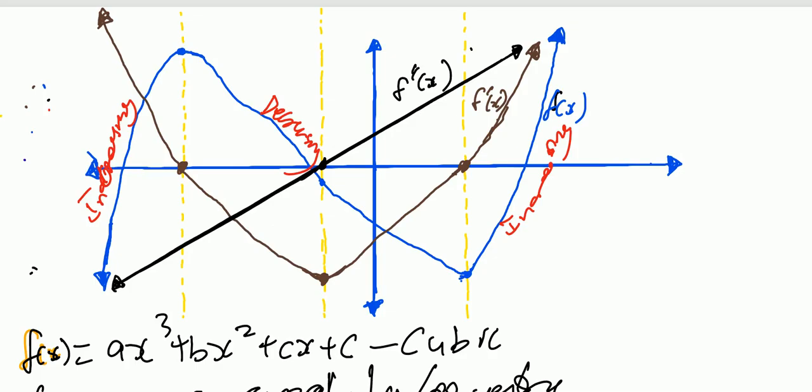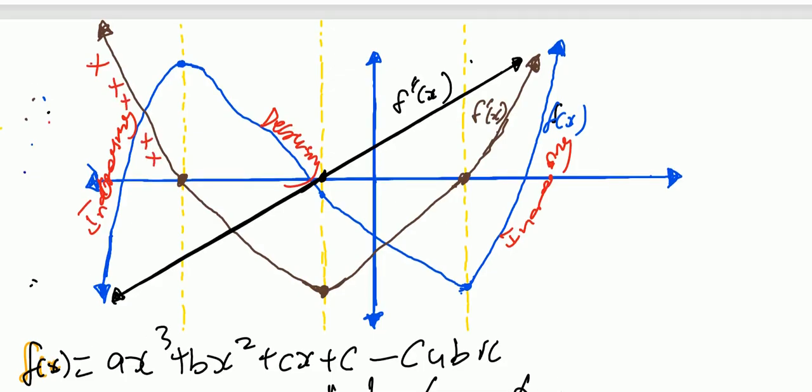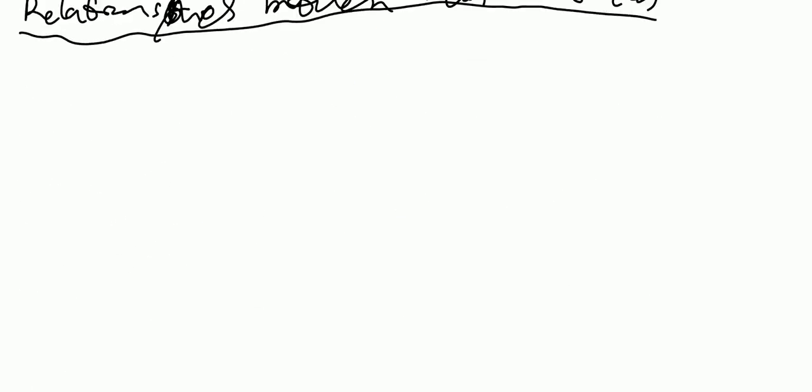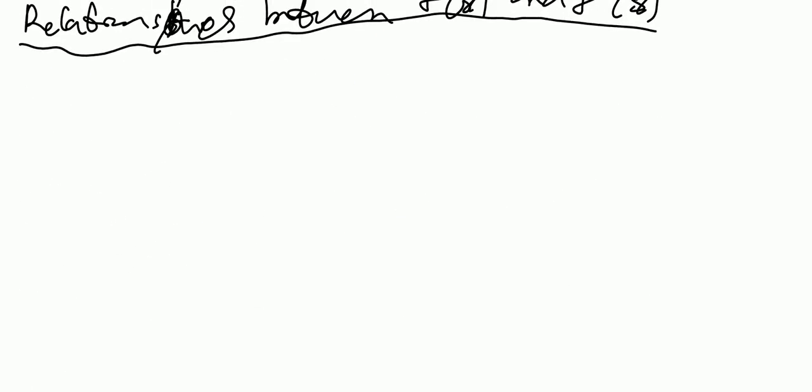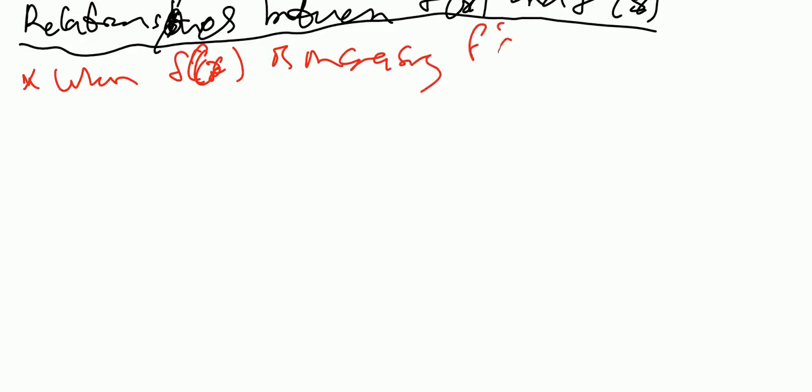And that formula is a parabola. So here we can see that when your f of x is increasing, what is happening to your f prime x? Your f prime x is positive. We can go and write that. The first one: when f of x is increasing, your f prime x is positive.